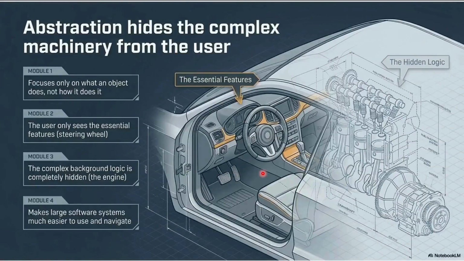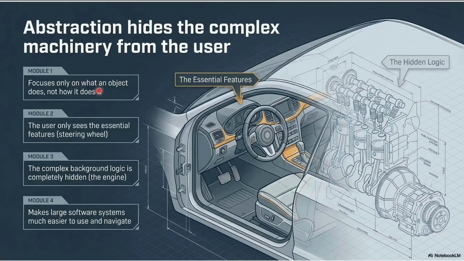So, abstraction. What is an abstraction? Abstraction basically hides the complex machinery from the user. We always give an example of a car like this. I've shown a car. So obviously we drive a car, but we do not know what the internal mechanism is, how it is working. There are so many units working together to make this car run, right?